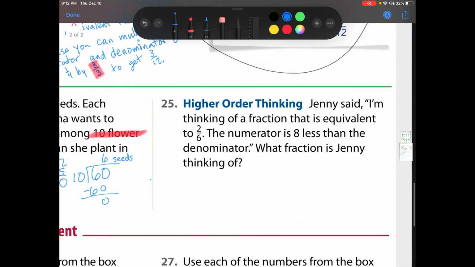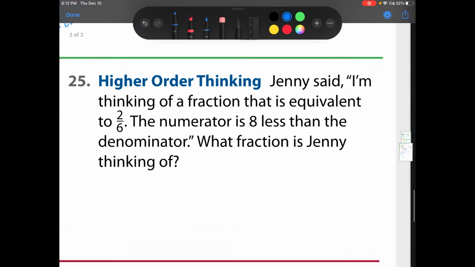So now number 25. Jenny said, I'm thinking of a fraction that is equivalent to 2/6. So I'm going to write 2/6 down. The numerator is 8 less than the denominator. What fraction is Jenny thinking of? Well, there's a lot of stuff going on in that sentence. The numerator is 8 less than the denominator.